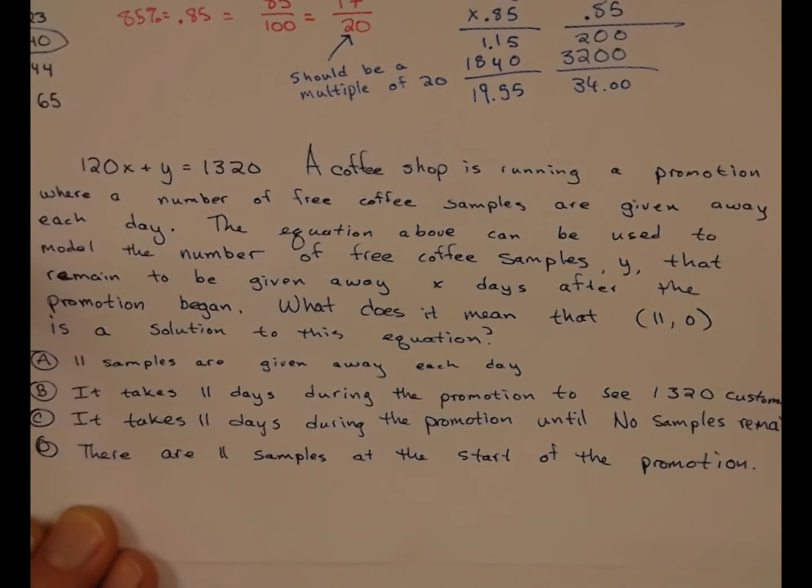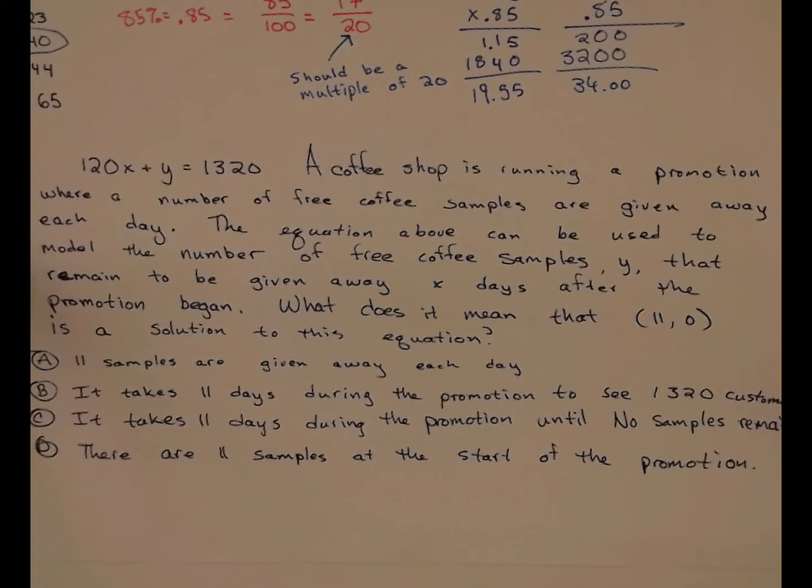120x plus y equals 1,320. A coffee shop is running a promotion where a number of free coffee samples are given away each day. The equation above can be used to model the number of free coffee samples y that remain to be given away x days after the promotion began. What does it mean that 11, 0 is a solution to this equation?